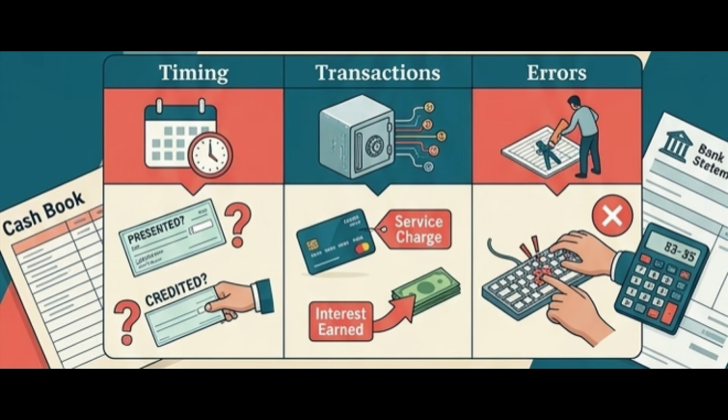B. Transactions: automated bank actions that the account holder is not immediately aware of. Interest earned on savings, bank service charges, or direct debits and credits. C. Errors: human or system mistakes in data entry. Incorrectly recorded amounts or duplicate entries in either the cash book or the bank statement.